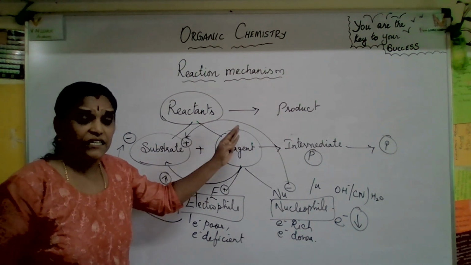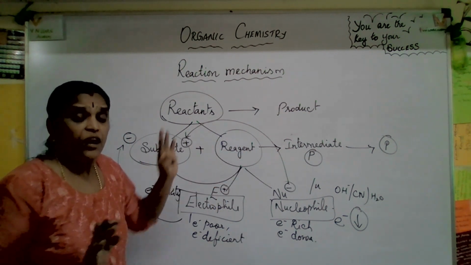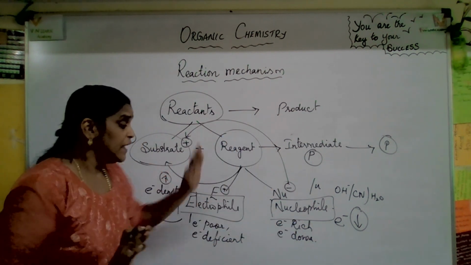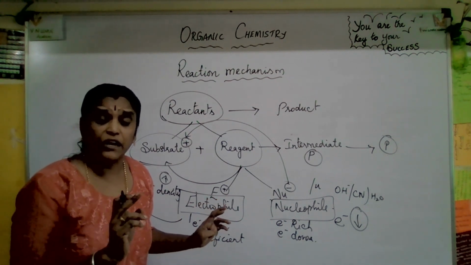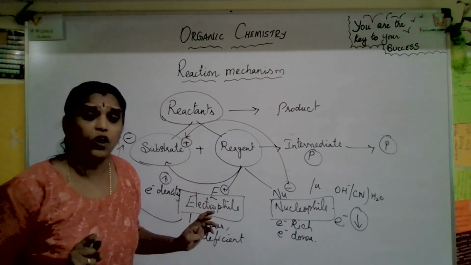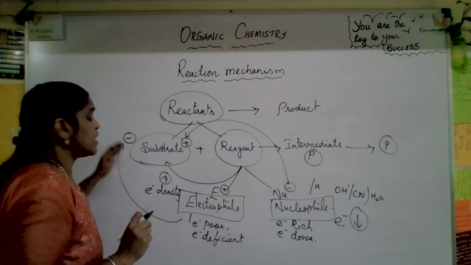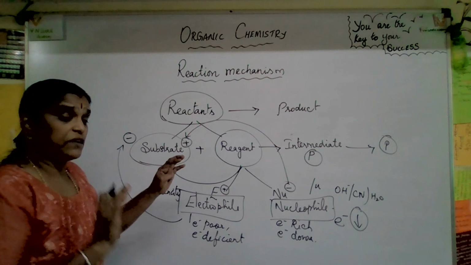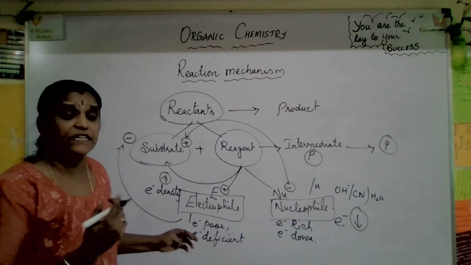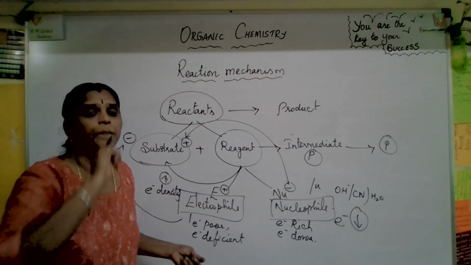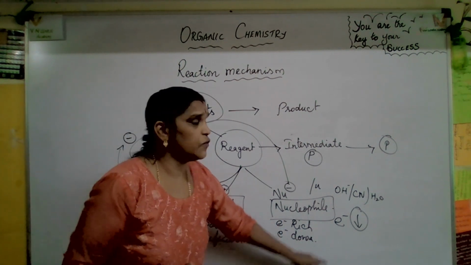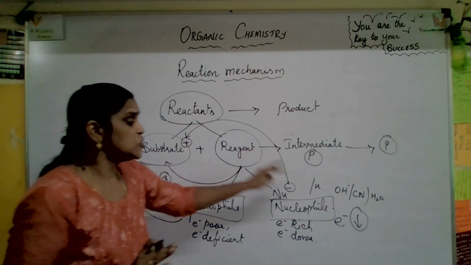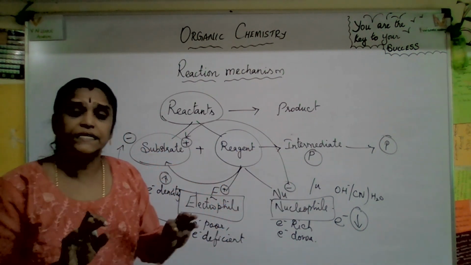What is a reagent? That which is going to attack the substrate. What are the two different kinds of reagent? Electrophile and nucleophile. Electrophile is electron poor, electron deficient. It attacks the negative charge of the substrate, so electron density will be higher. Whereas nucleophile attacks the positive part of the substrate, so electron density will be lower. Yes, it is clear.